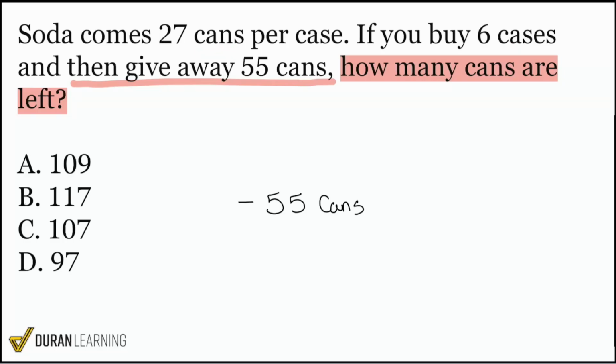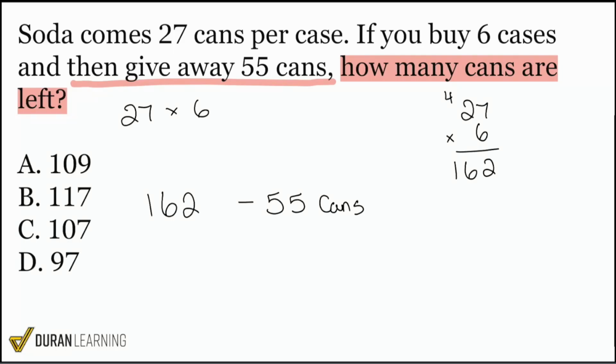Let's try that out. We have 27 multiplied by 6. Let's perform that right over here. 7 times 6 will give us 42. Carry that 4. 2 multiplied by 6 will give us 12. Carry the 4 is 16. So there we are, 162, nice and easy. And now we have 162 total cans, but we gave away 55 of them.